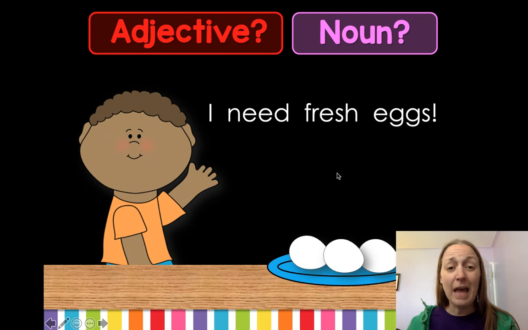I need fresh eggs. So our noun in this sentence is eggs, I hope you said. And our adjective that describes the eggs, hopefully you said fresh.